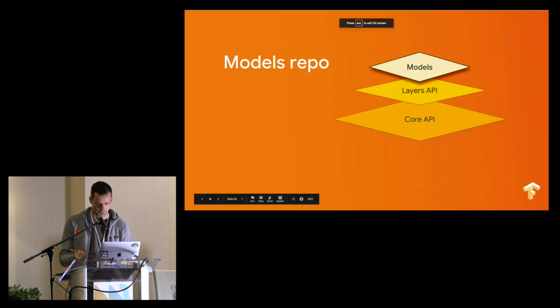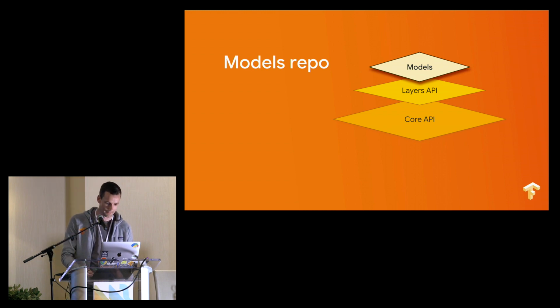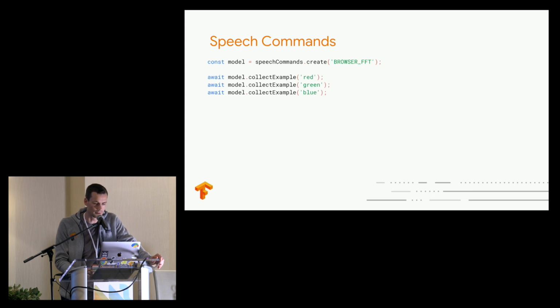And so finally, our models repo. This is the real fun stuff because you don't have to go through all the stochastic gradient descent algorithms and finding your fit to your curve. You can use stuff right out of the box today. So one of the models that we have is a speech commands model. The API is very clean. There's really not a ton of ML required. So first thing we're going to do, we're going to use browser FFT. That's just using FFT in the browser. And model.collectExample.